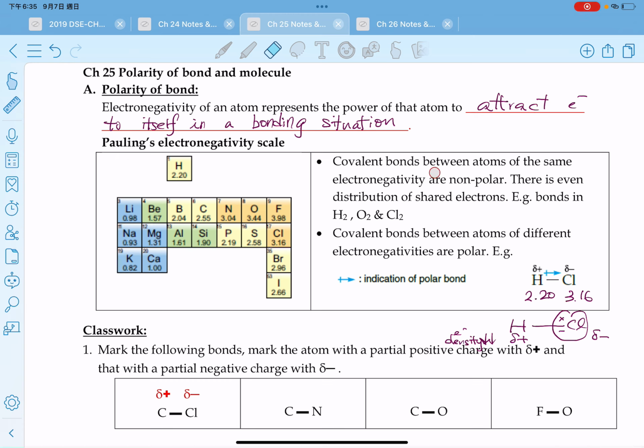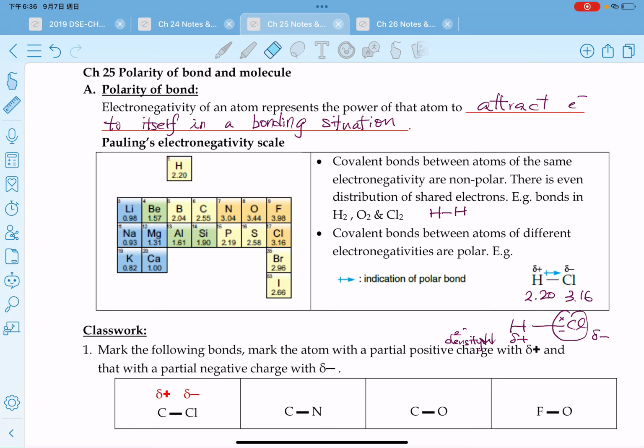Covalent bonds between atoms of the same electronegativity result in a nonpolar molecule. That is, they are nonpolar because the covalent bond is not polar as well. As a result, they have even distribution of the shared electron. For example, hydrogen atoms have the same ability to attract the electron. Hence, they are nonpolar.